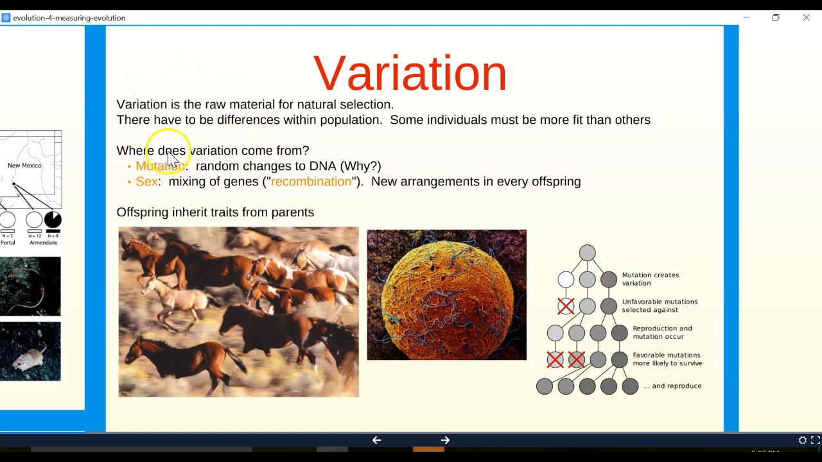So ultimately, all new variation comes from mutation, which are random changes to the DNA. The why we would have random changes to DNA is something that we'll discuss a little bit later on, but know that there are mistakes that are accidentally made in the copying process of DNA replication. And then variation also comes from sex. So mixing of genes or recombination results in new arrangements in every offspring, which is why if you have siblings, your siblings and you are different or vary in the traits that you have and the genes that you have. So offspring are going to inherit traits from parents.